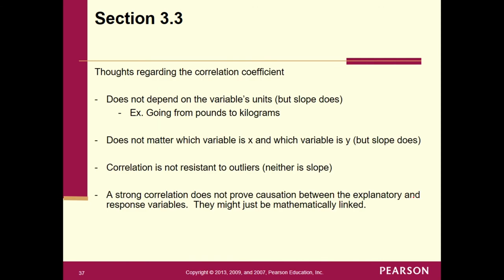Let's continue. A strong correlation, this is important. A strong correlation does not prove causation between the explanatory and response variables. They just might be linked mathematically somehow. Let me give you a real crazy example, but hopefully it proves the point. Let's say that we took a look at monthly suntan lotion sales versus monthly shark attacks. If you took a look at this, there's actually a strong correlation between the two.